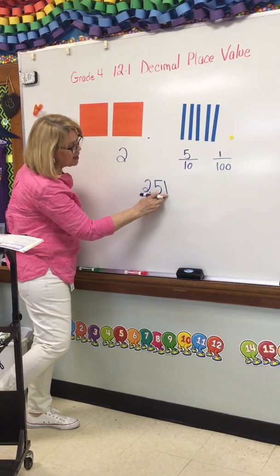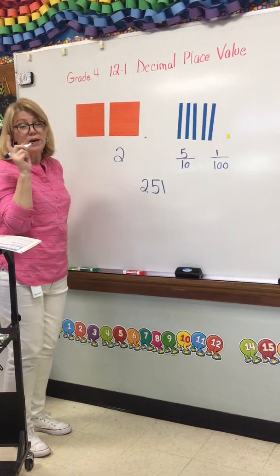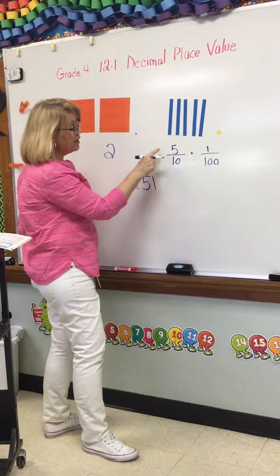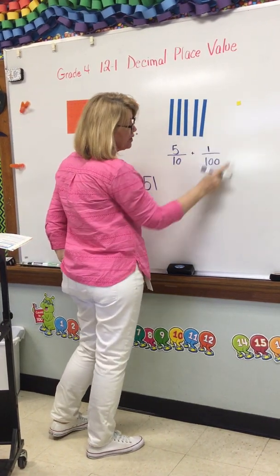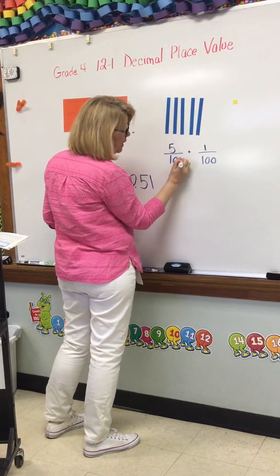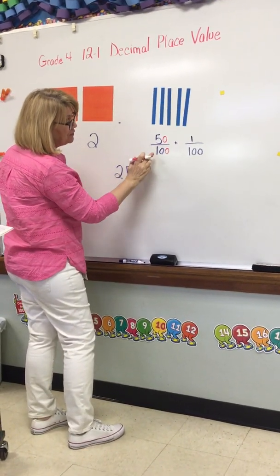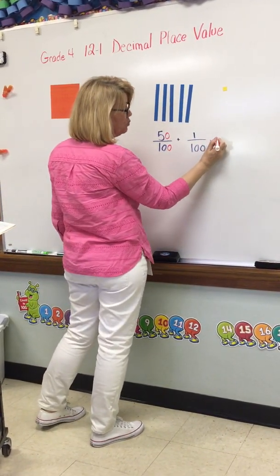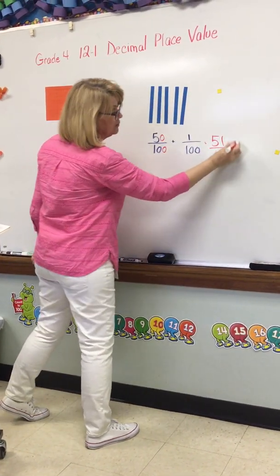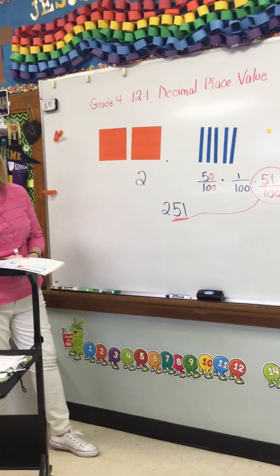Remember, this last spot is 100. Add these two together. What do I have to do to the 5/10 so that I can add it to the 1/100? I've got to multiply both of these by 10. So now I've got 50/100 plus 1/100 equals 51/100. And that is what that is right there, 51/100.